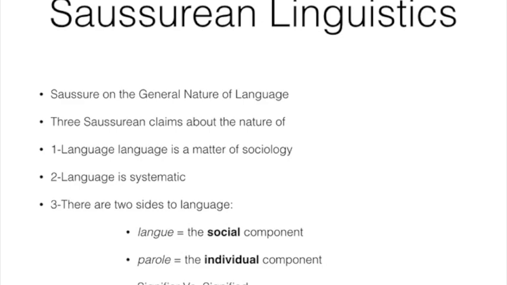There are two sides to language: langue, and parole, the individual component. So this is the langue, what exists in the mind, and which is shared. What does it mean, social here? It means that it's shared between all the people. The rules of the language exist in your mind, in my mind. And then performance, or parole, is what I say, personally. The way I say it is different from the way you say it. There are some common things, but there are some differences.